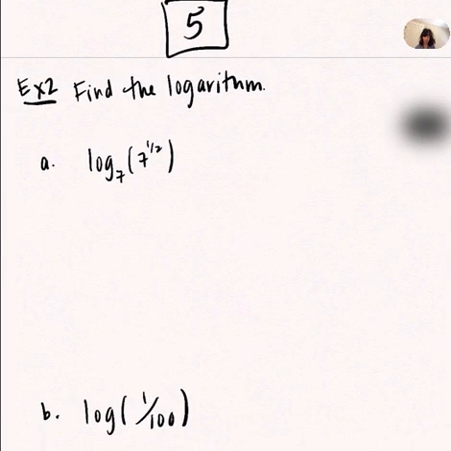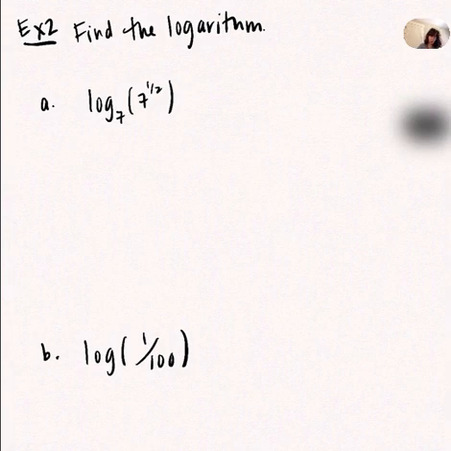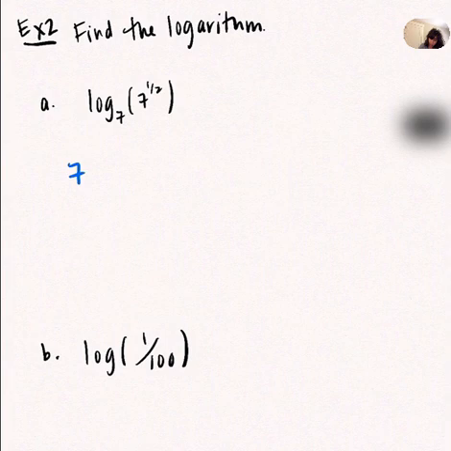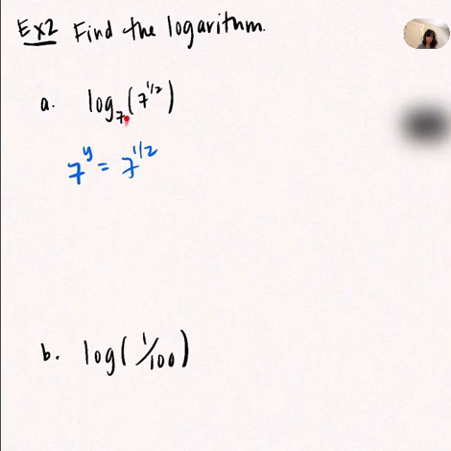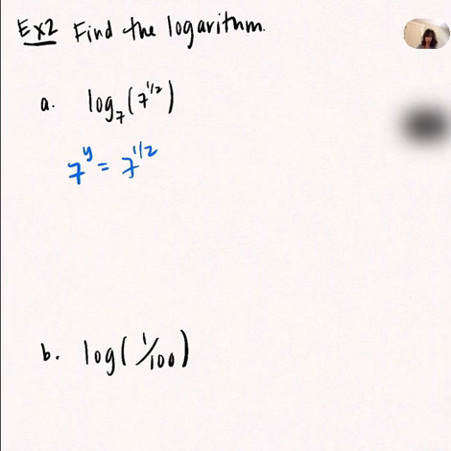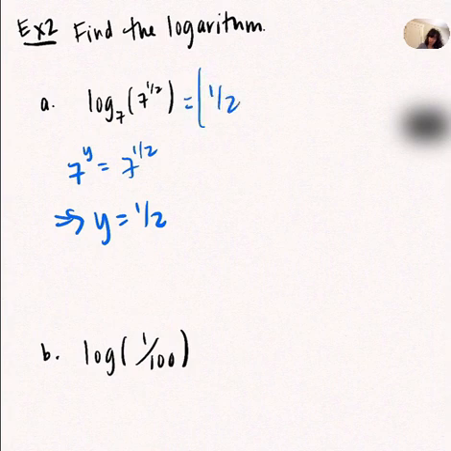Okay, let's do a couple more. Find the logarithm. Log base 7 of 7 to the 1/2. So for this one, we want to know 7 to the what, we'll call it y this time, is equal to 7 to the 1/2. So this is a little strange. If we're looking for the y that you would raise 7 to get 7 to the 1/2, our answer is actually right there. If both of these bases are 7, then the exponents would have to be the same. So y would have to be 1/2. In other words, log base 7 of 7 to the 1/2 is just 1/2.